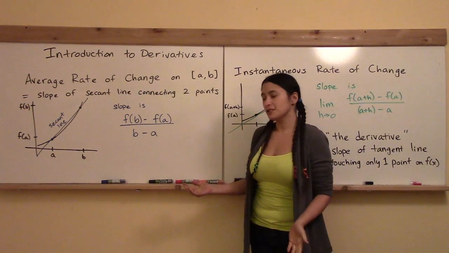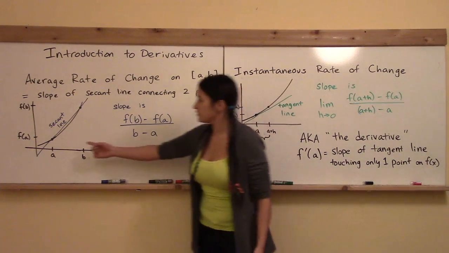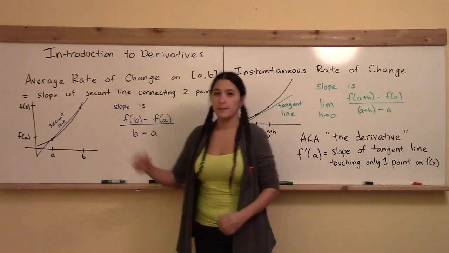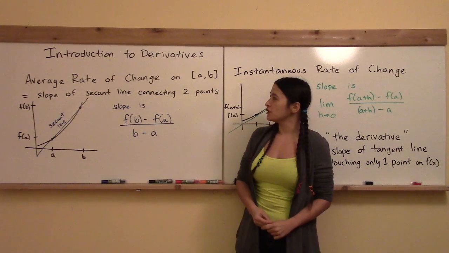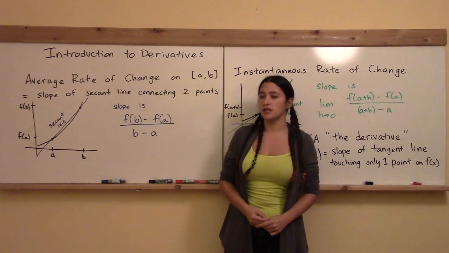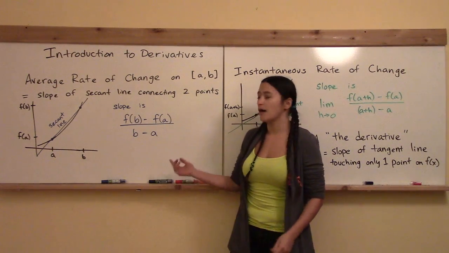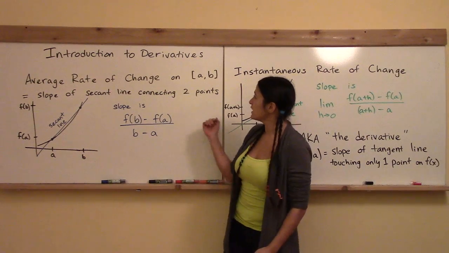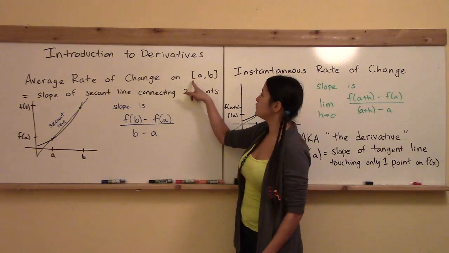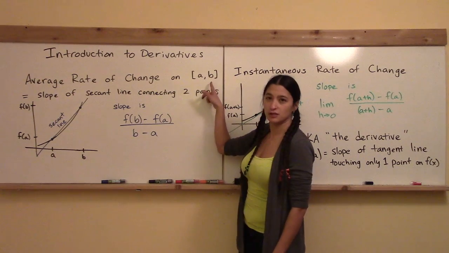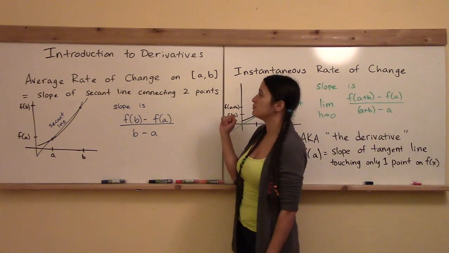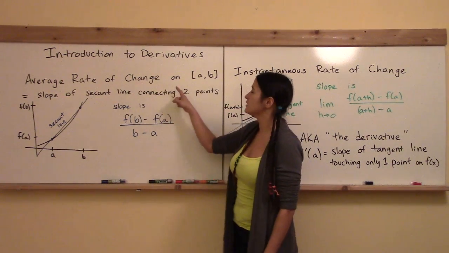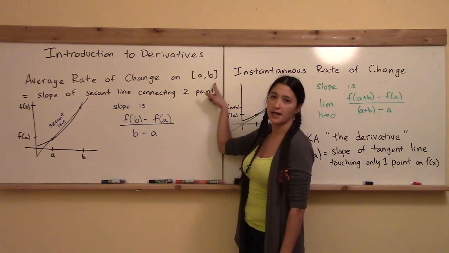Let's consider that we have some sort of function here, this black function f of x, and we want to ask the question: what is the average rate of change between 2 points on the graph of this function? Let's say the 2 points are x is equal to a and x is equal to b. Sometimes this question is posed as: what is the average rate of change on the interval a to b?